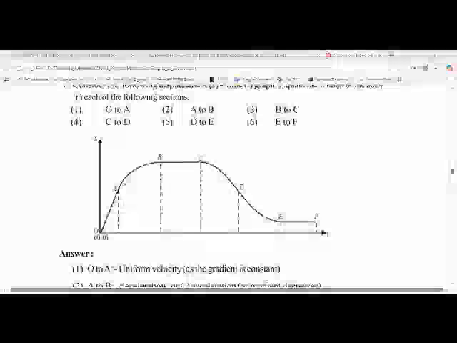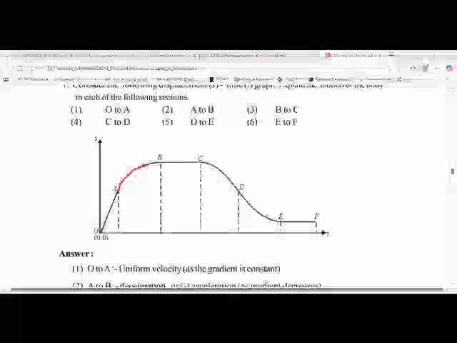Observation point means starting point. Also here you can see it is moving away from the observation point, and the gradient is decreasing. Inclination is decreasing. Then what type of motion is here? It is a deceleration. Also here you can see a horizontal line, so there is no change in displacement. If there is no change in displacement, then it should be stop or rest.